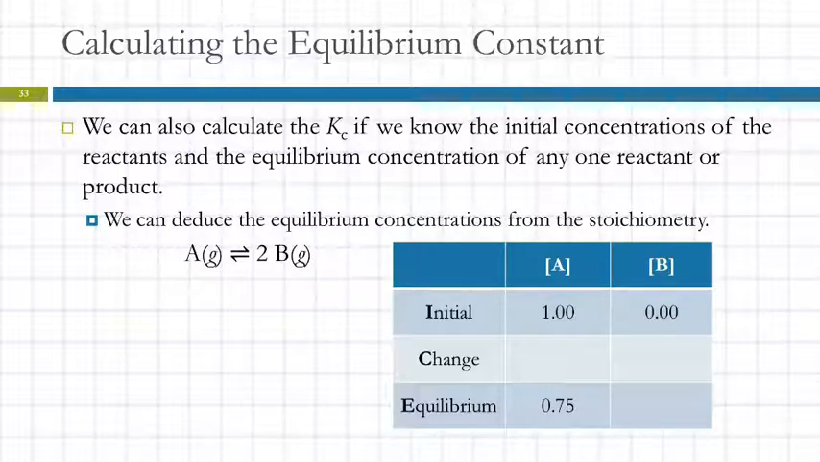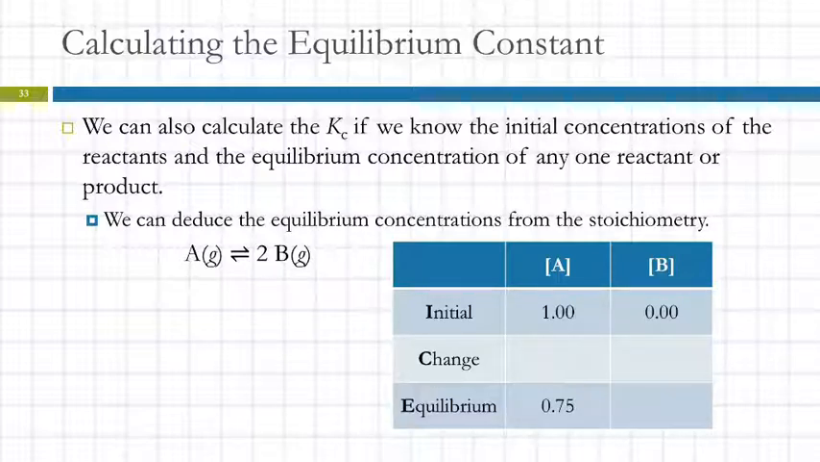We can also calculate the equilibrium constant if we know what the initial concentrations are and we know what one equilibrium concentration is. This is much more realistic, because when you've got a mixture of things, it's not too hard to measure the concentration of one thing. It's kind of challenging to measure the concentrations of everything at the same time. So here we're going to look at a very simple equation. A is decomposing to form 2B.